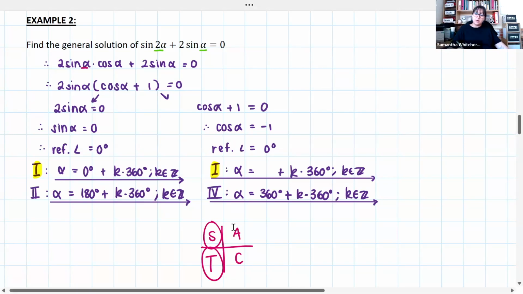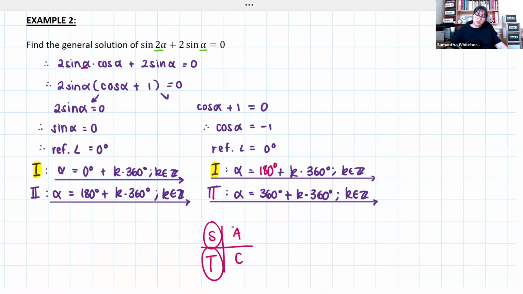So quadrant 2 is 180 minus my reference angle, so it'd be 180 plus k times 360. And quadrant 3 is 180 plus 0, which is just 180. Again, my statement still rings true. We have the same solution here. You don't have to write it twice.